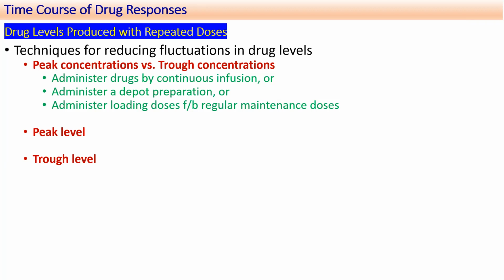The peak is the highest concentration of the drug level in the plasma, after you give the drug. The trough level is the lowest concentration of the drug, measured right before the scheduled next dose. The key point is that the peak should not rise into the toxic range, nor should the trough fall below the therapeutic range or the MEC level.